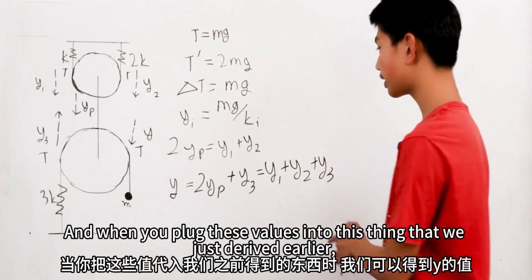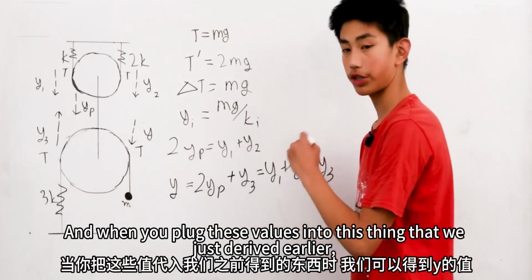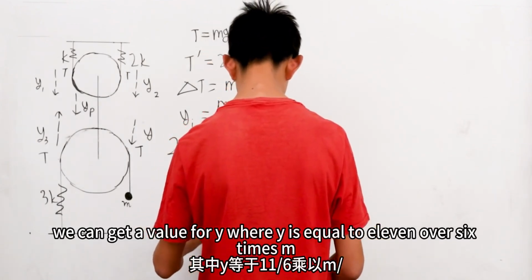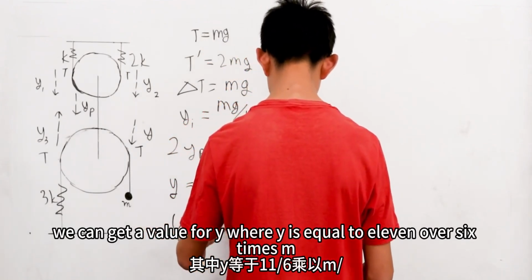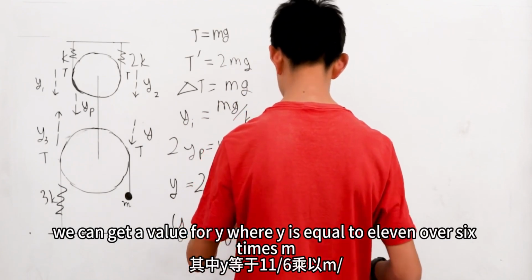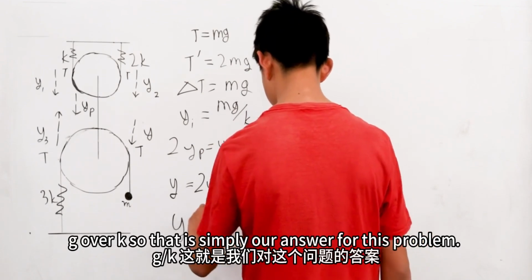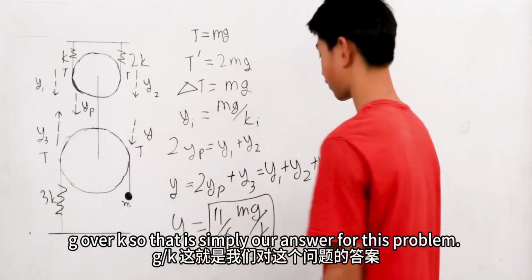And when you plug these values into this thing that we just derived earlier, we can get a value for y, where y is equal to 11 over 6 times mg over k. So that is simply our answer for this problem.